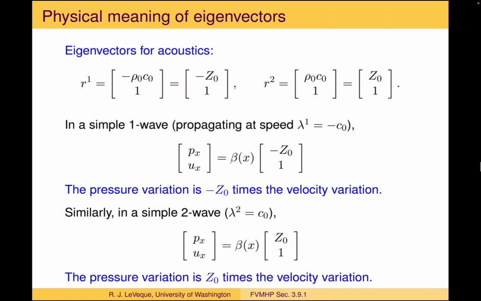And similarly, if we had a two-wave, a wave that's propagating, in this case, to the right with speed plus c0 rather than to the left with speed minus c0, then any variation in the pressure and velocity in that wave has to be proportional to the eigenvector r2, which is just z0, 1 rather than minus z0, 1. And so that tells us that in a right-going wave, the pressure variation is the impedance times the velocity variation.